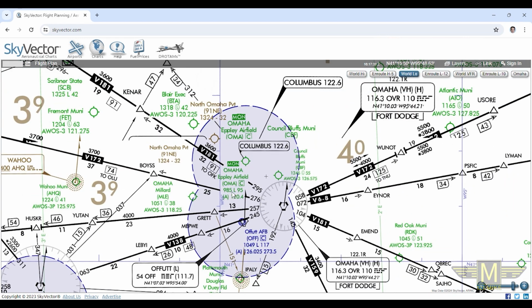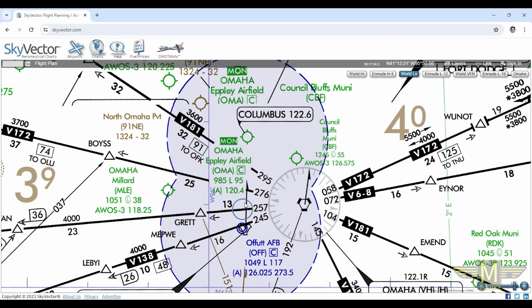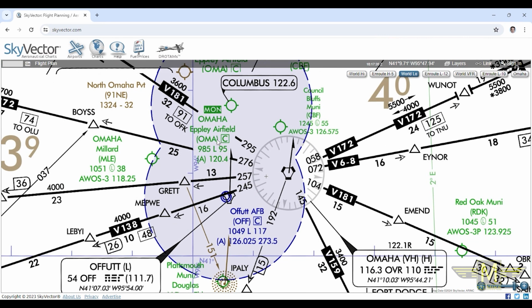But each airport's got its info box. We've covered that. For instance, here at Epley, here's the identifier, OMA, right? Because it's in Omaha, that kind of makes sense. They try to make the identifiers make sense. It's Class C. The field elevation's 985. This one has regular lighting. It's not going to be pilot controlled, right? Because we're in Class C airspace. The longest runway is 9,500. This little A means that ATIS is available on 120.4. You use this to get your weather and other terminal information.